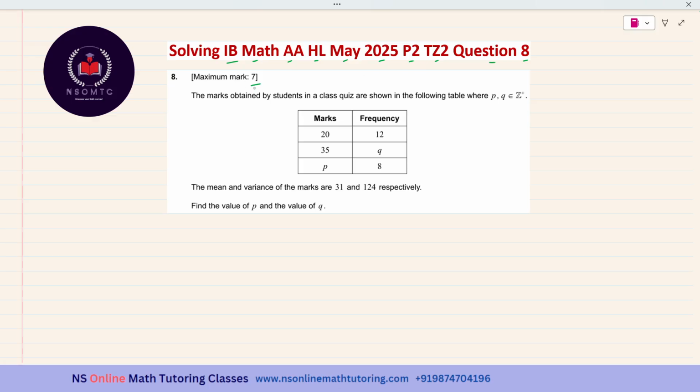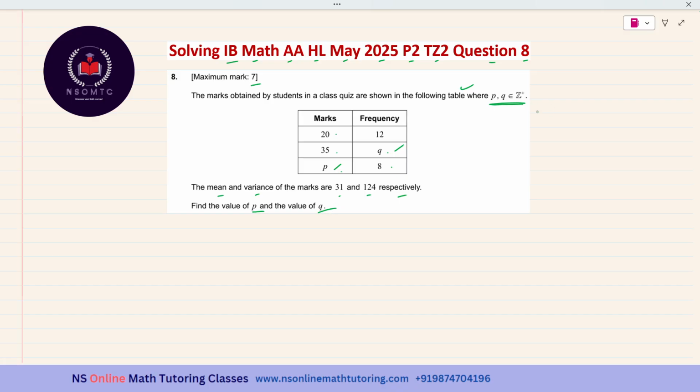8. The maximum mark is 7. The marks obtained by students in a class quiz are shown in the following table where P and Q are positive integers. This is P and this is Q. The marks are 20, 35 and P and the frequencies are 12, Q and 8. The mean and variance of the marks are 31 and 124 respectively. Find the value of P and the value of Q.